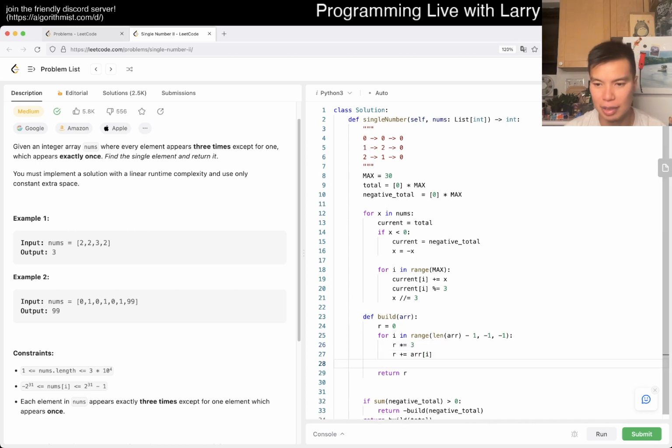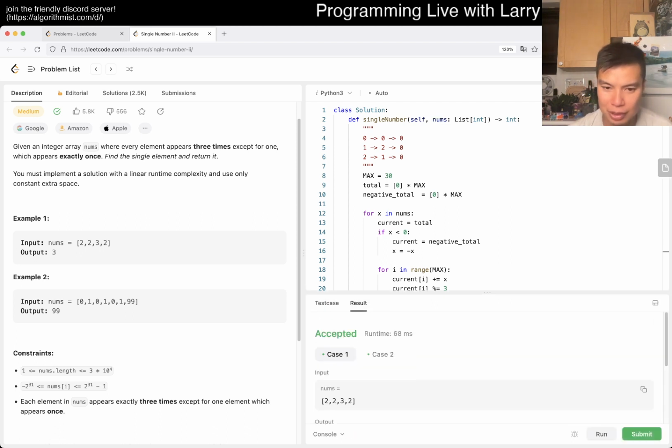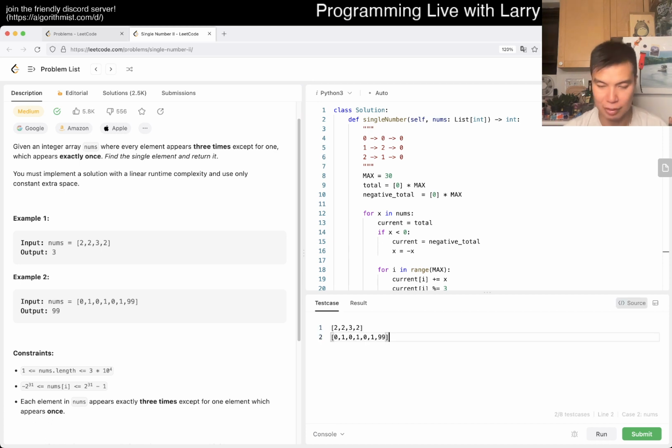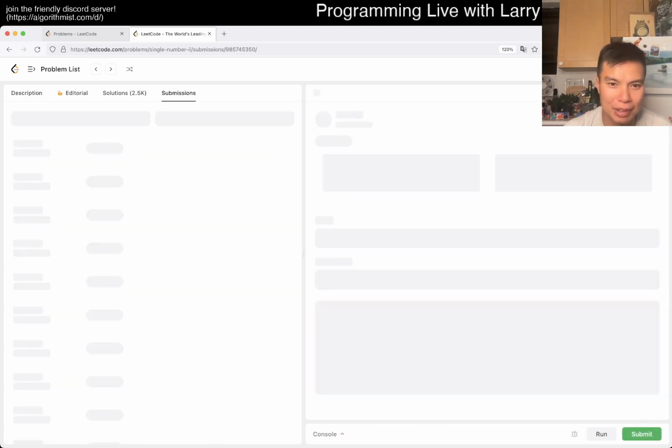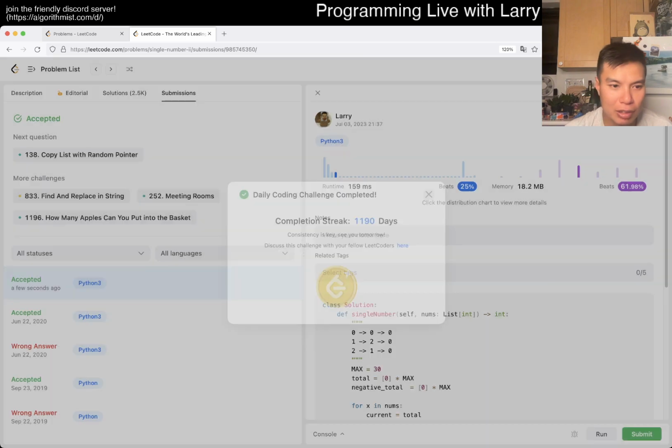Shift and add, and we should be good unless I have a typo, which is very, very possible. Let's play around with negative numbers. It doesn't seem like that's in the examples. It looks okay, so let's give it a submit. Still possible that I have a silly mistake, but 1190-day streak, so that's pretty good.